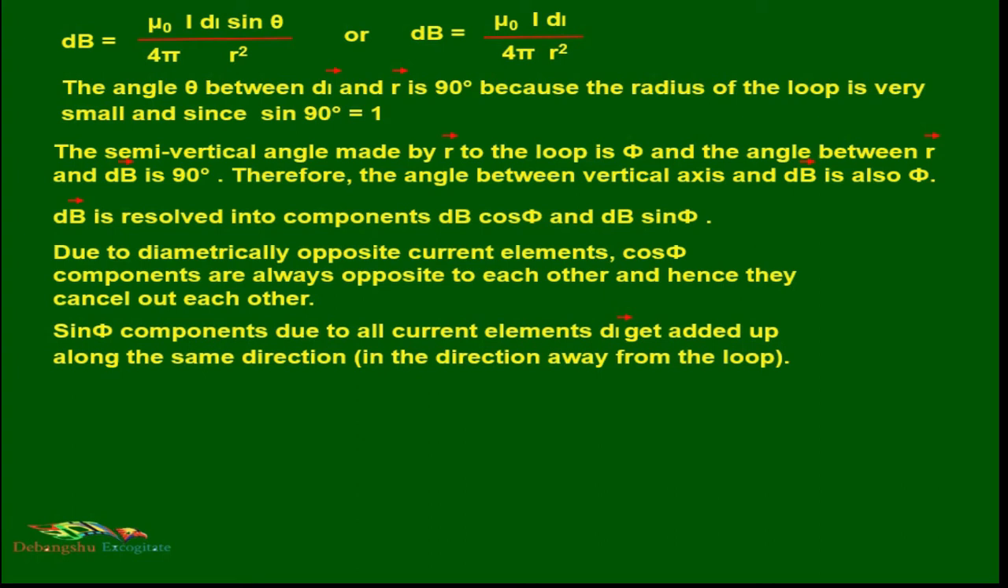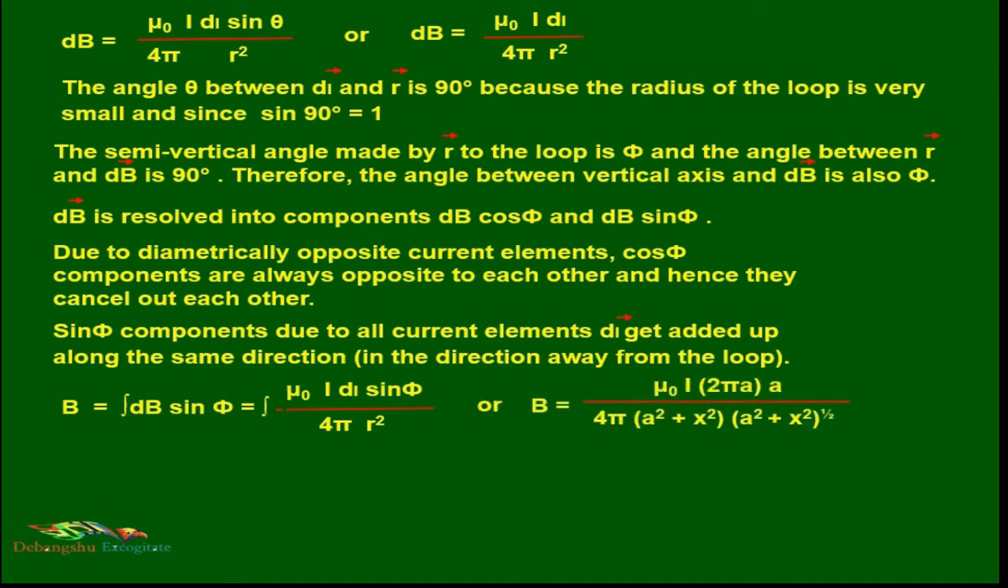Sin phi components due to all current elements dl get added up along the same direction, in the direction away from the loop in this case. Of course, if it is clockwise current, then it will be towards the loop. Now this also depends on the point of viewing. So B is equal to integration of dB sin phi, integration of mu naught I dl sin phi by 4 pi r square, but there should be a limit. I will tell you the limit after some time.